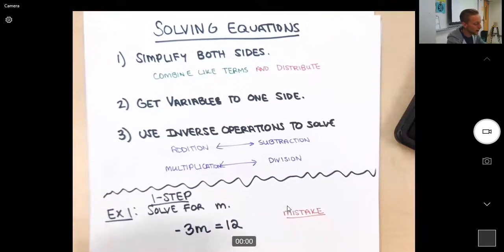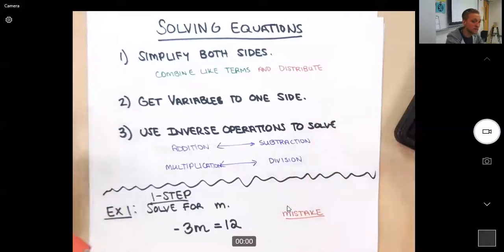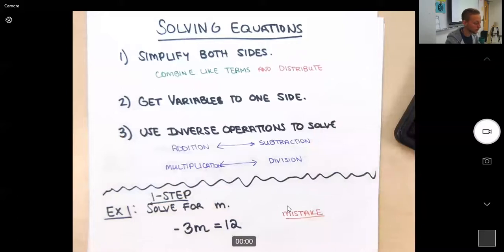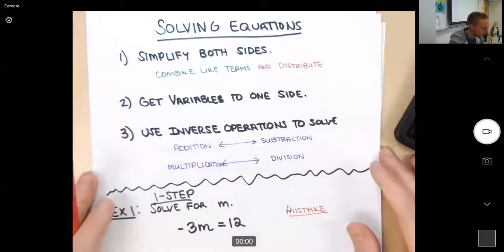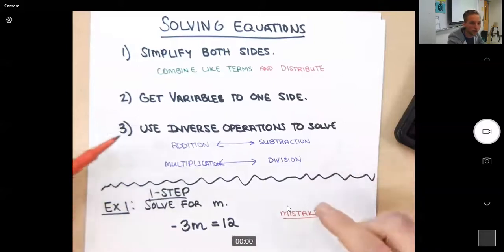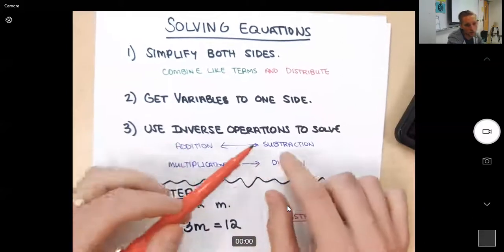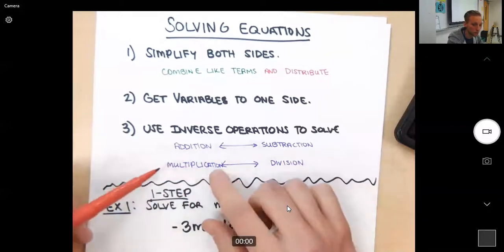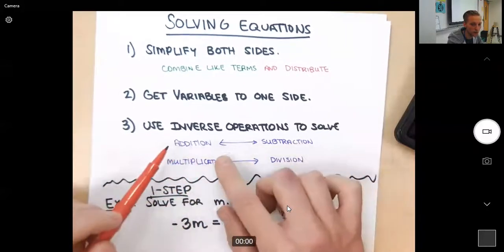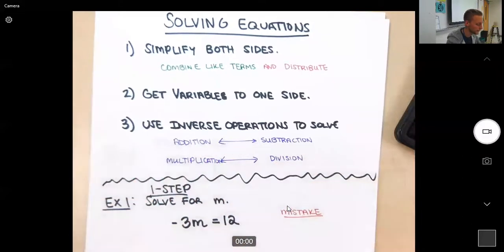Step 2 is we're going to get our variables to one side. This is another step that you may or may not have to do. You may already have all of your variables that you're solving for on one side. Okay. Number 3, we will use inverse operations to solve. So if you see addition in your problem, that means we will be subtracting to solve. If you see multiplication, we'll be using division and vice versa. Okay. Subtraction, we will add. Division, we will multiply.